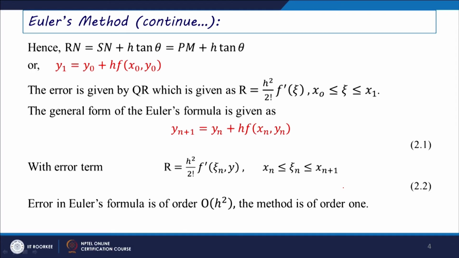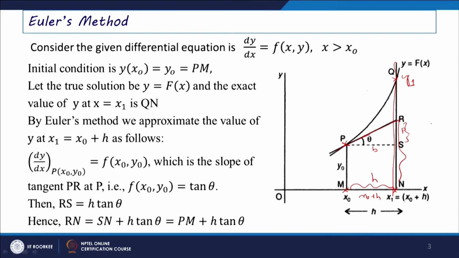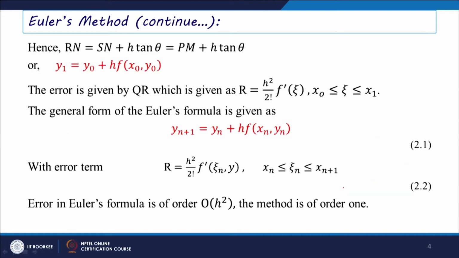If you see here, Rn can be added with QR here. Then we can find the total distance, that is nothing but Qn here. So if you write Rn here, Rn can be written as Sn plus h tan theta. So h tan theta means we can say that y1 can be written in the form of y0 plus h f of x0 and y0 here.